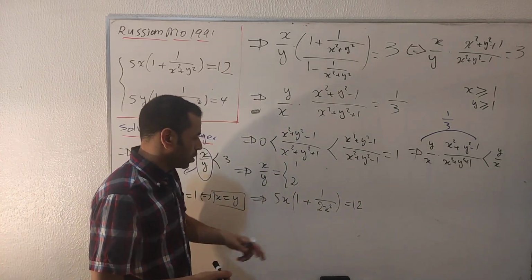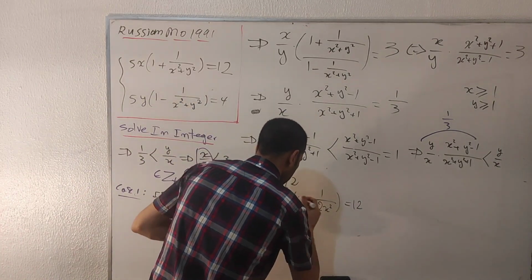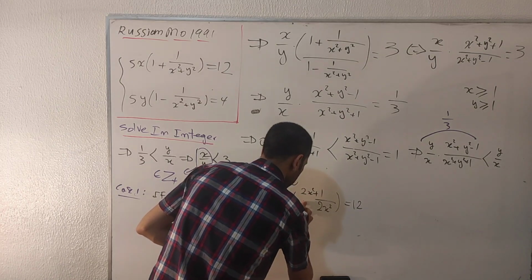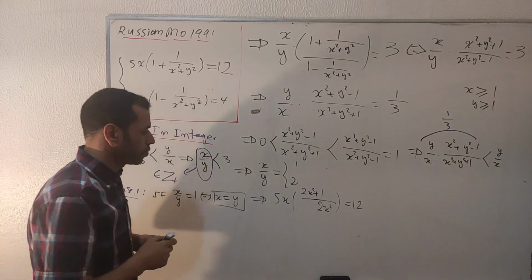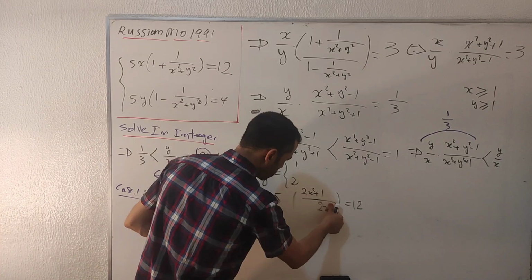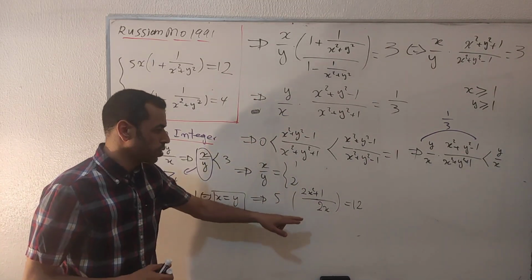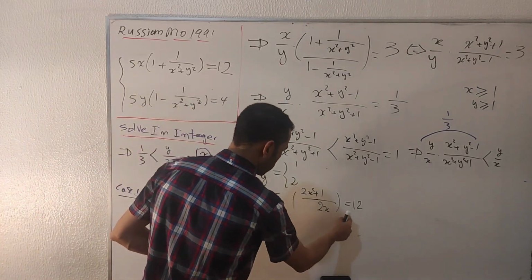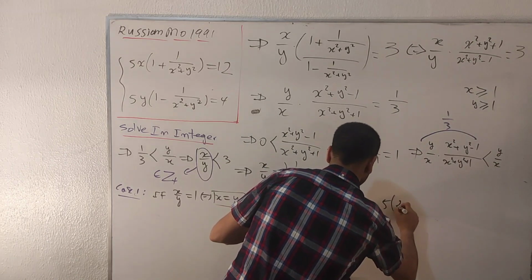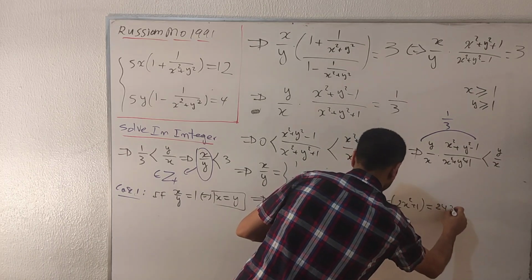So by making common denominator, I will get here 2x squared, like this. Then I'm going to cancel out one of the x down to x here. Then I'm going to cause multiplication by multiplying this term by this term. I will get here 5 is multiplied by 2x squared plus number 1 equals 24x.